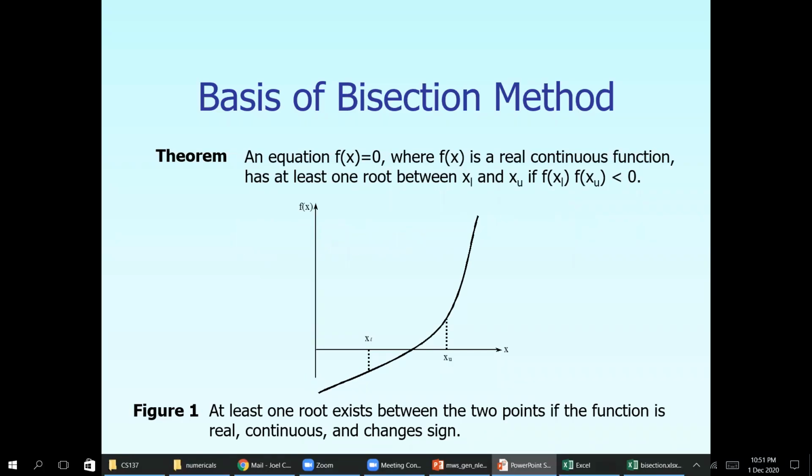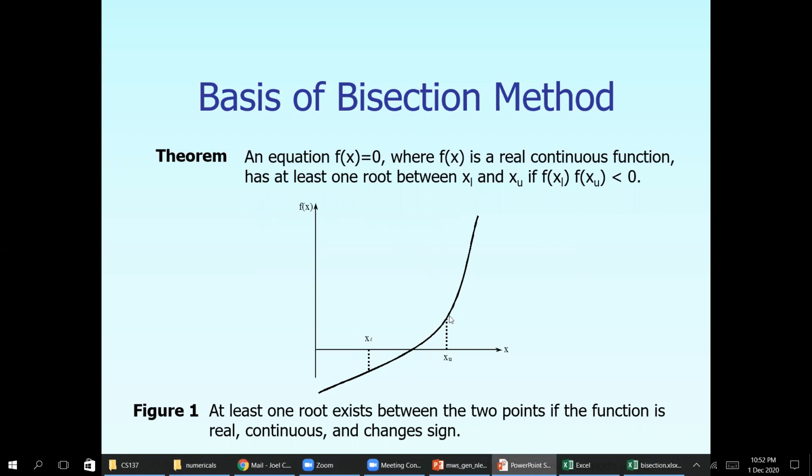An equation f(x) = 0, where f(x) is a real continuous function, has at least one root between x sub l and x sub u if the function at x sub l times the function at x sub u is less than 0. So we have two values, the lower and the upper x, the lower bound and the upper bound.